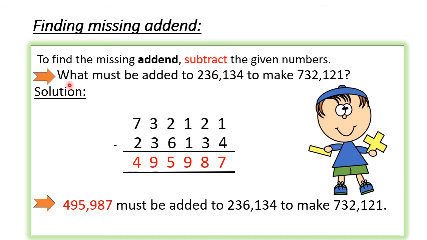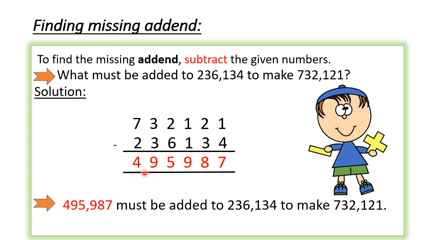So in this example, we are given: what must be added to 236,134 to make 732,121? This number is the addend and this number is the sum, and we have to find the other addend that must be added to this addend to make this sum. So in the solution, first we will copy these two numbers, the sum and the given addend, in the vertical form to perform the subtraction. Then after writing these numbers in the vertical form, we will subtract these numbers to find our missing addend.